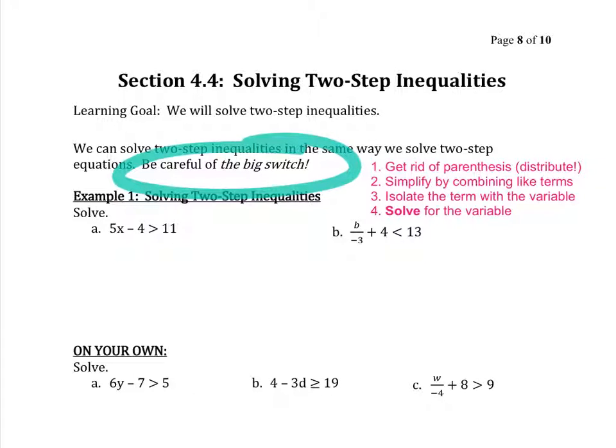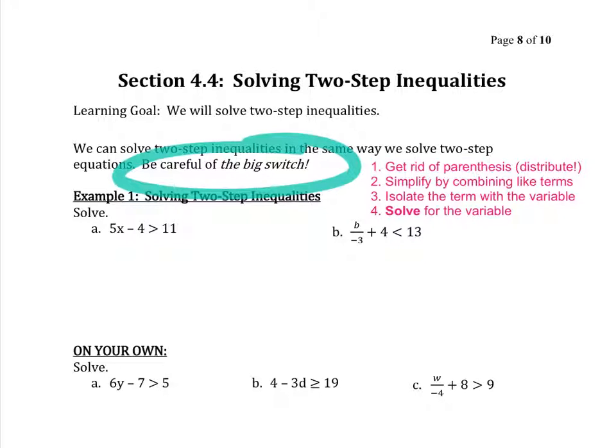Remember first to get rid of any parentheses by distributing. That way you have all your terms laid out for you to work with. Then you're going to simplify by combining any other terms you have, and then you want to isolate the term with the variable. Now, if there's a variable on both sides, make sure that you get all your variables on one end and then get all your constants on the other. Once you have them separated, then you want to finally solve for the variable.